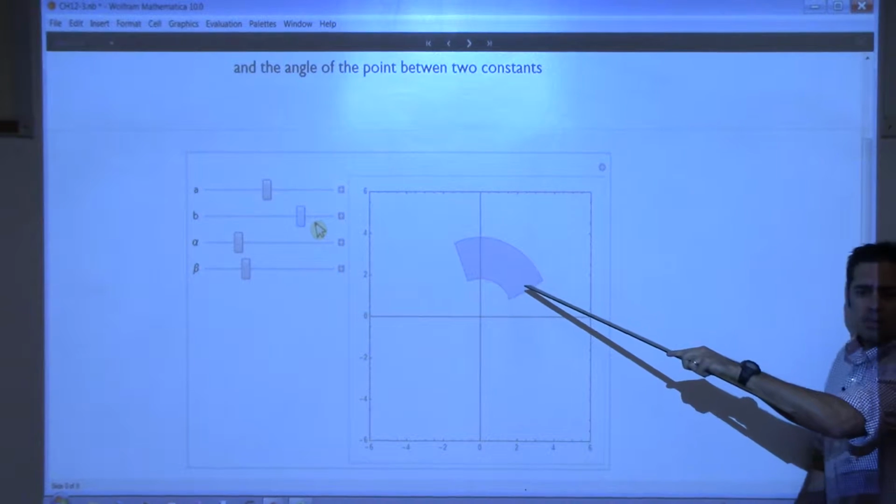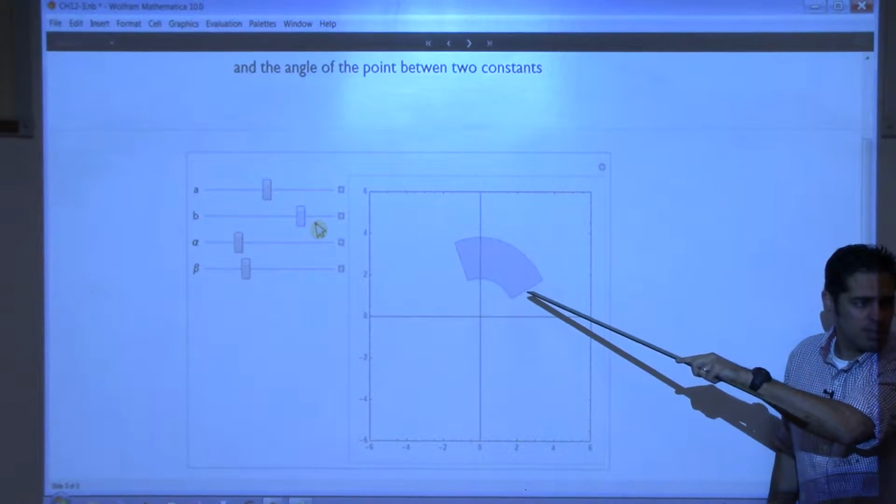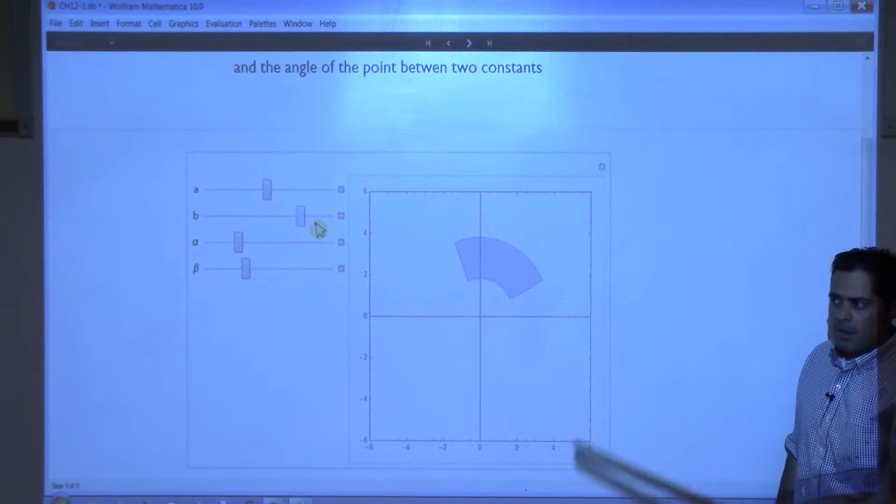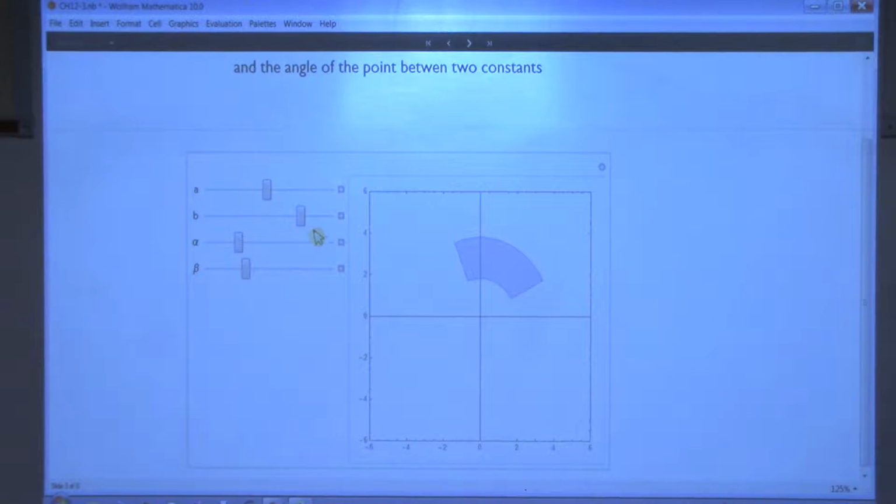This is a rectangular region in polar coordinates. It doesn't look like a rectangle, right? Not a traditional rectangle. All right, with me?